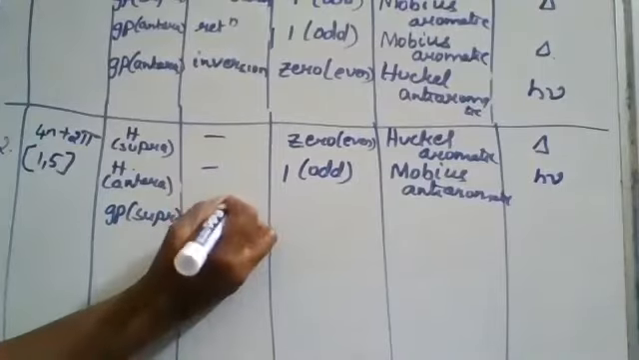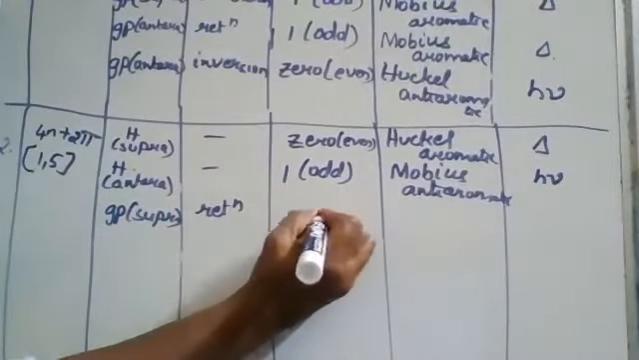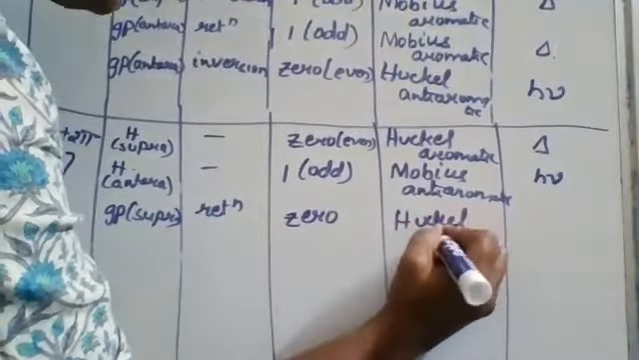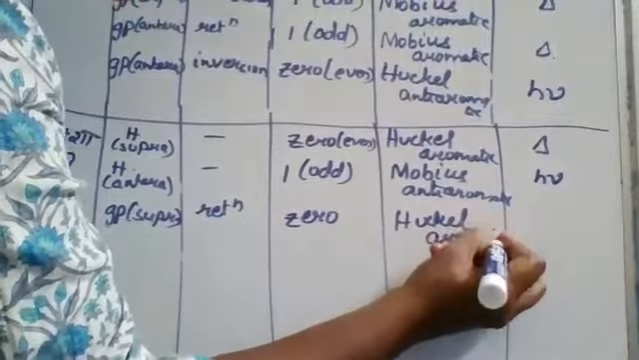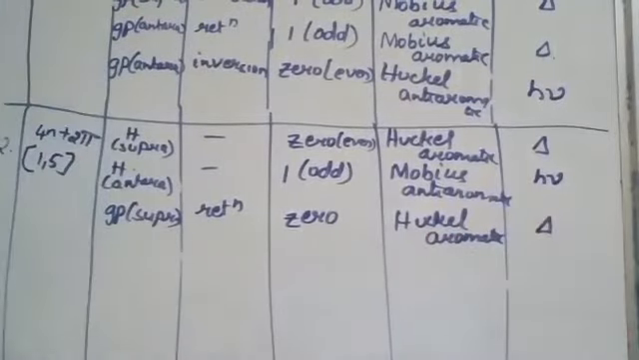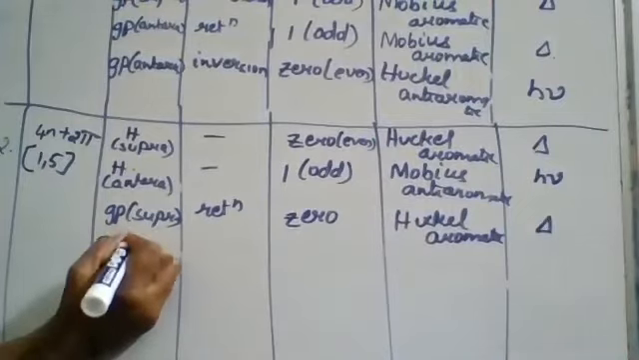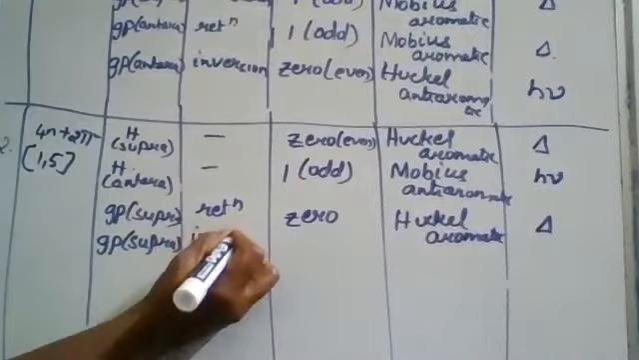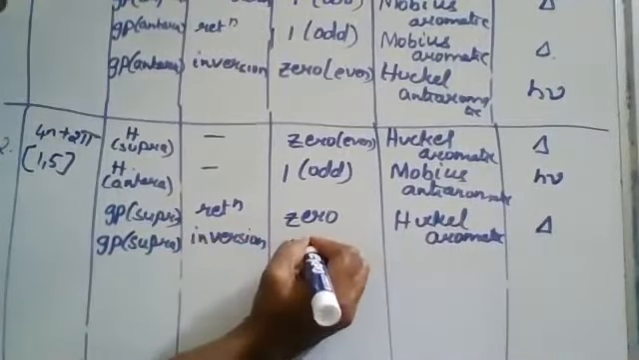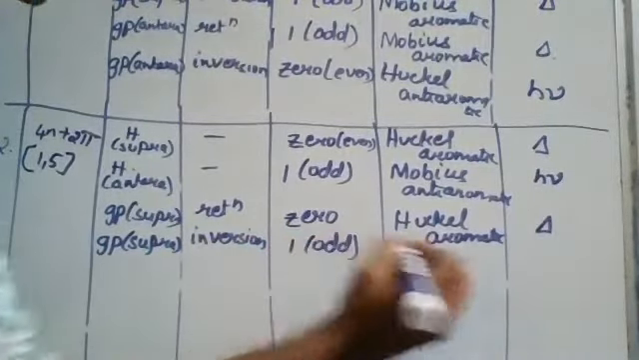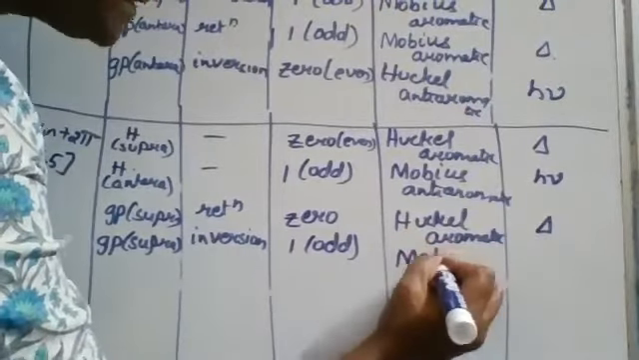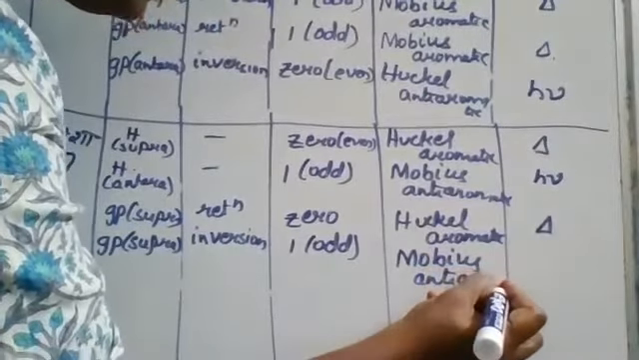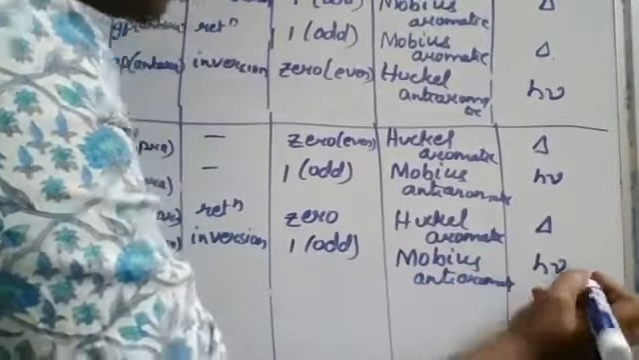with retention of configuration, 0 nodes. It is a Huckel aromatic transition state, hence thermally allowed. Group migration suprafacially with inversion of configuration, 1 node, that is odd number of nodes. It's a Mobius anti-aromatic, photochemically allowed.